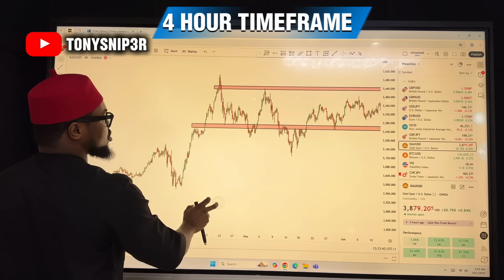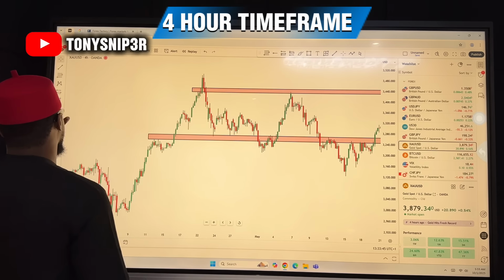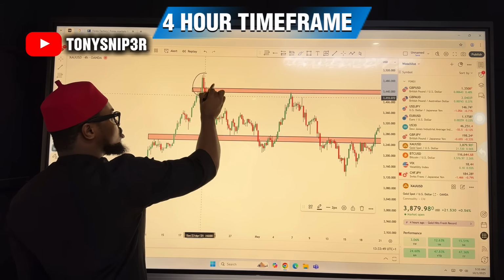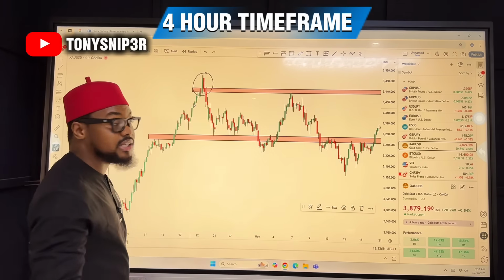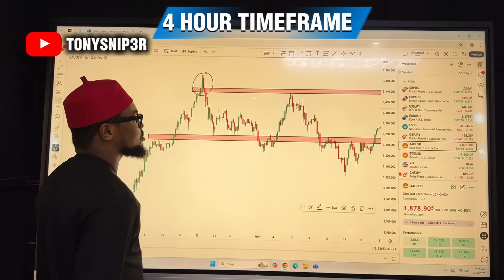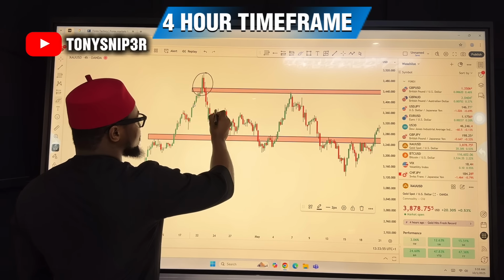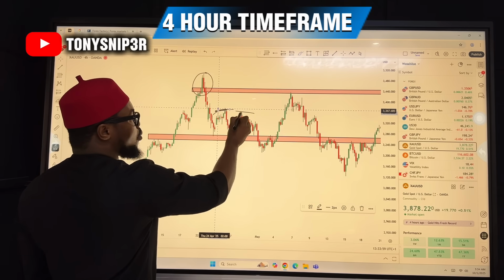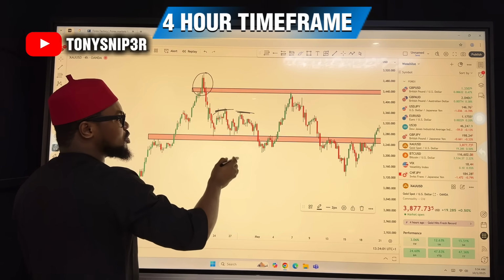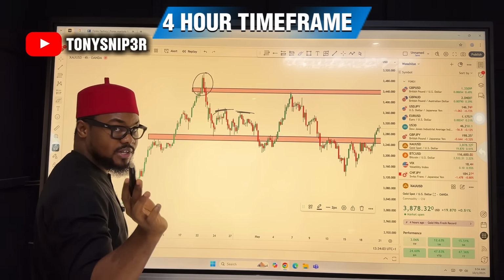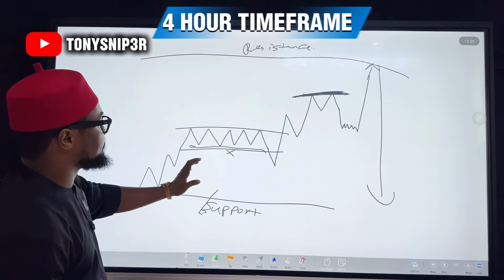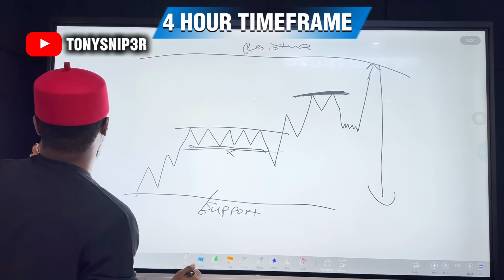Now pay attention to what's going on here. Let's start from here. Okay? Now number one, gold tapped into this zone here and it created a major supply and we saw a huge drop to the downside. Then what happened? It created a double top, right? Now whenever you see double top, 1, 2, you know this market will come back to clear the high. I have explained it before coming here. This is it, right? Good. Now let's go back.